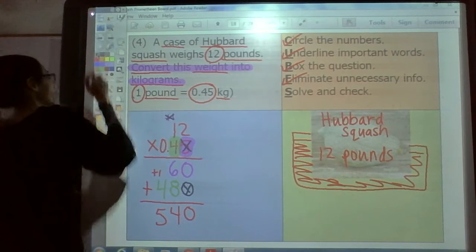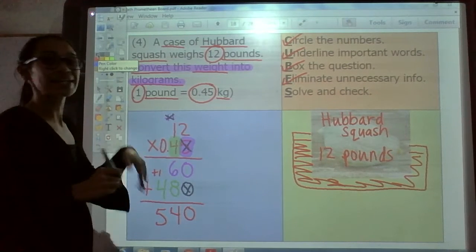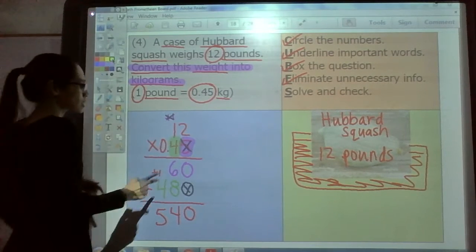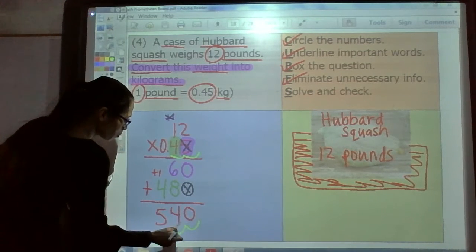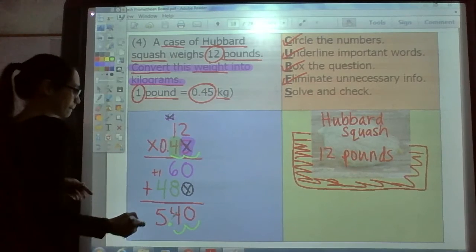How do we figure out where the decimal goes? We need to count it over. Let's count. Bloop, bloop. So we go right here. Bloop, bloop. And it goes right there.